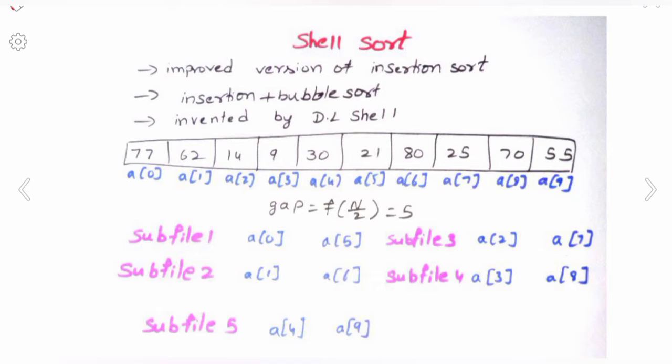So how do we insert elements in the insertion sort? We take one element from the unsorted zone and place it in the appropriate position in the sorted zone. In the case of the bubble sort, we swap the elements which are adjacent to the bubbled element in the array. We combine these two techniques in the shell sort. This technique was invented in 1959 by D.L. Shell, and hence the name shell sort.